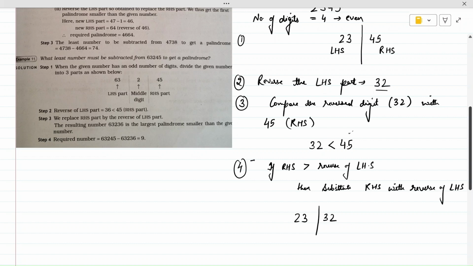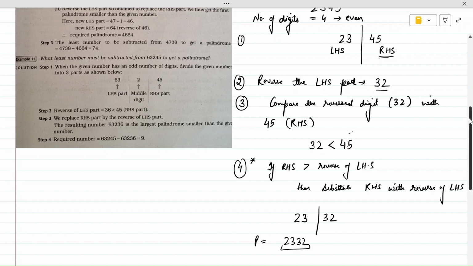This is a very important step which you need to understand. It says that if the right hand side of the number, which is 45 here, is greater than the reverse, that is 32 here, then in place of this RHS, we have to write the reverse of the number. That is, we have to substitute RHS with reverse of LHS. So our number becomes 2332. This is the palindrome number we are looking for.